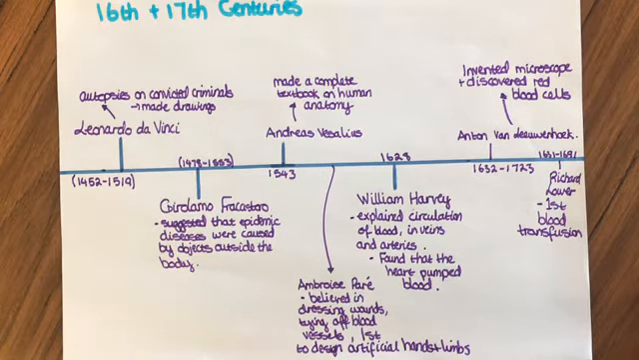William Harvey later explained circulation of blood in veins and arteries, and he found that the heart pumped blood around the body. Anton van Leeuwenhoek invented the microscope and discovered red blood cells, and later Richard Lower did the first blood transfusion on a patient.